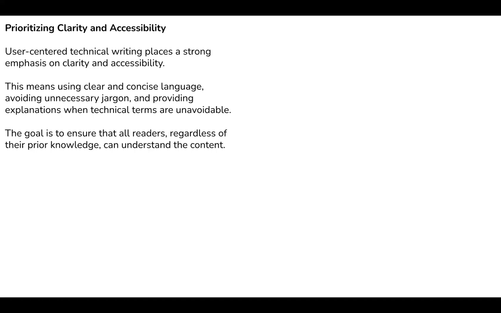User-centered approach helps you use clear and concise language where necessary, avoid unnecessary jargon, provide explanations when technical terms are unavoidable, and all of that. So you just have it in mind at every point of the way. The goal is to ensure that all readers, regardless of their prior knowledge, understand the content, right?